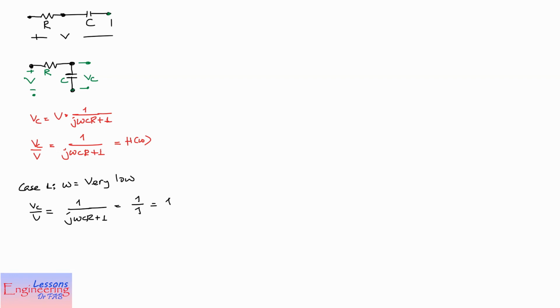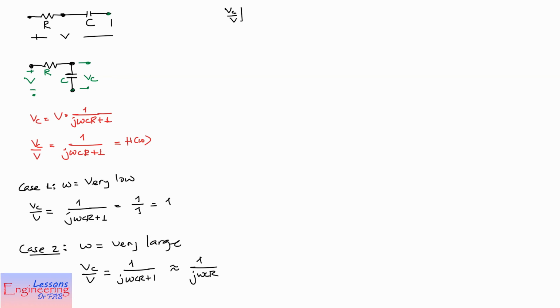Case 2: if omega is very large, VC over V is 1 over j omega CR plus 1. Now if omega is very large relative to 1, this is a very large number, so this reduces to 1 over j omega CR. Of course we are interested in its magnitude, which is the square root of 1 squared over omega CR squared, so that will be 1 over omega CR.